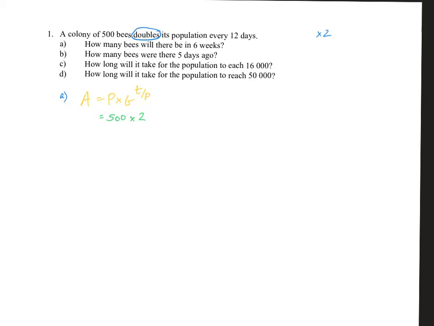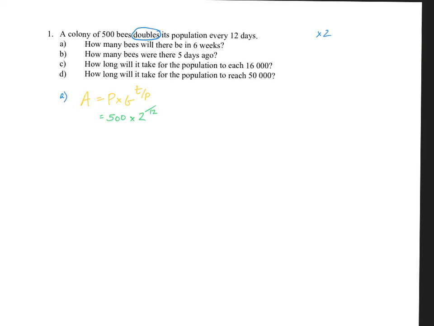It doubles its population every 12 days. So up in the original problem, I know that my period must be 12. Remember, your period is the answer to the question, how long does it take to G? So how long does it take to double? That would be 12.